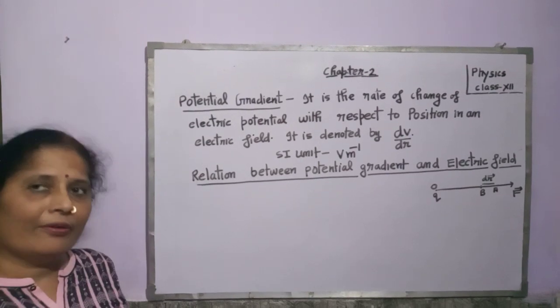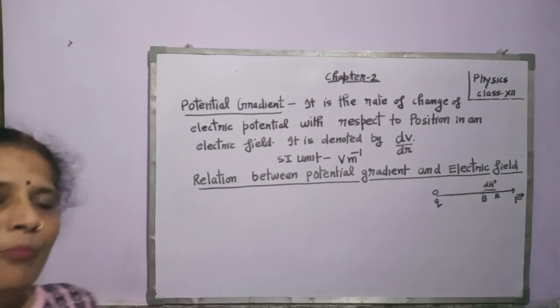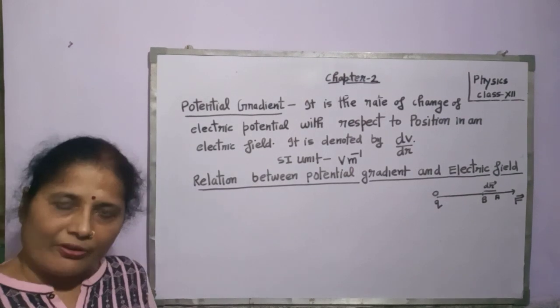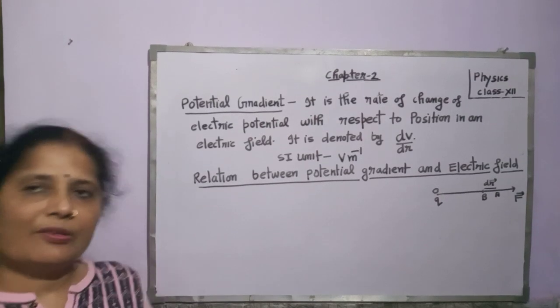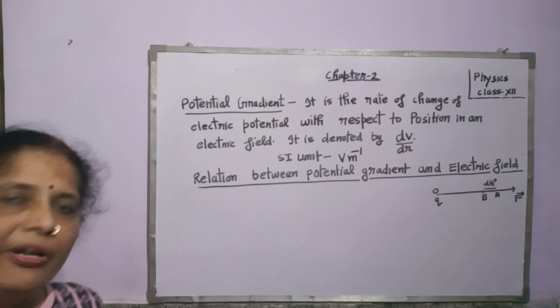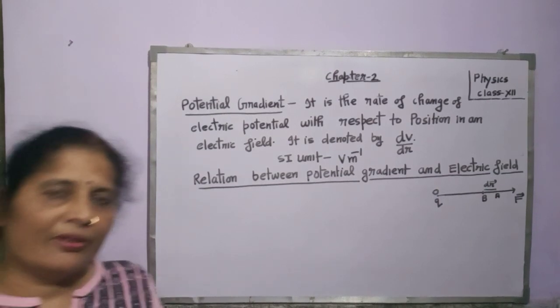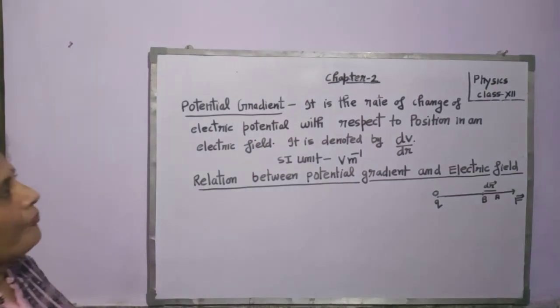Today's topic is potential gradient, the relation between potential gradient and electric field, equipotential surfaces, their properties, and the equipotential surfaces due to different charges. How can we draw the equipotential surfaces? Now the first topic is potential gradient.